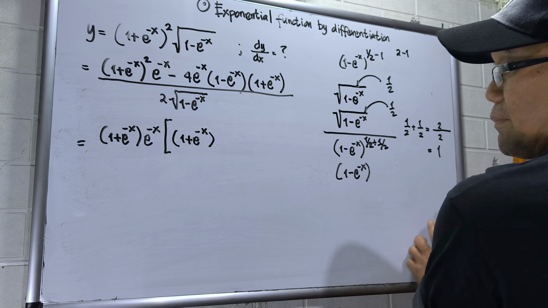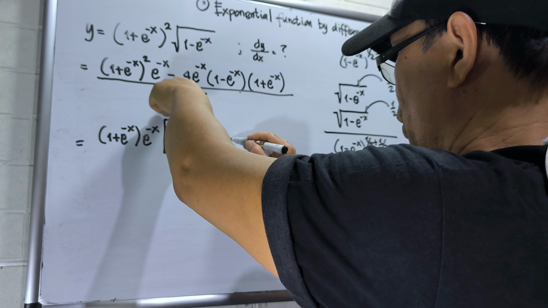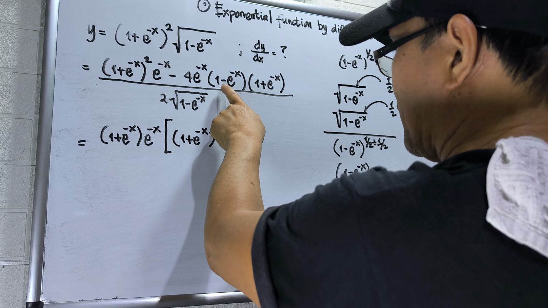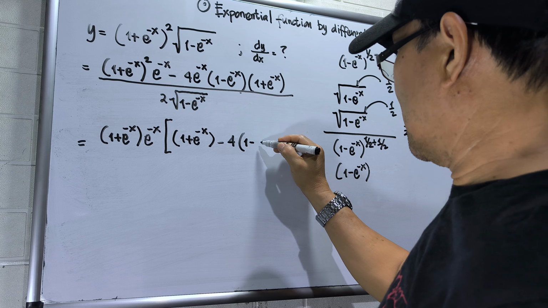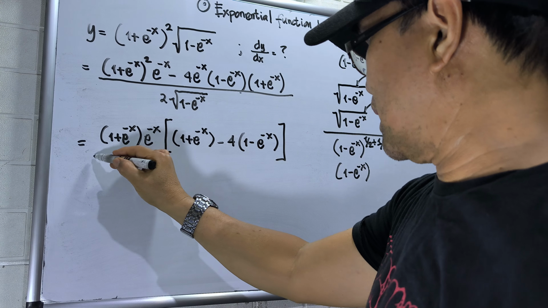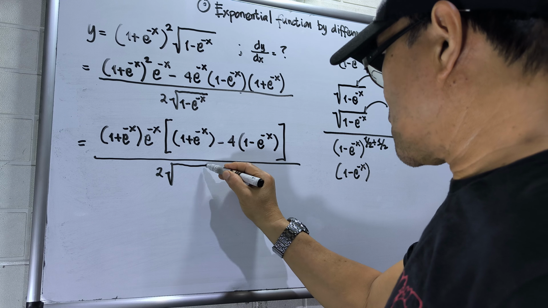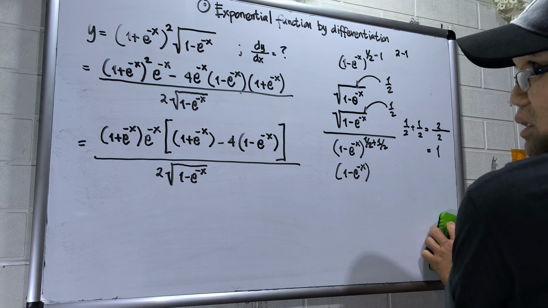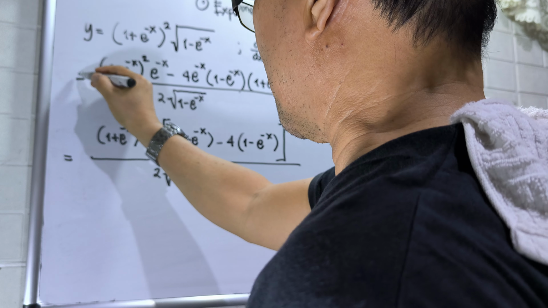Then this one will be left minus 4. This one is already outside, so this will remain. So 4 times circle brackets 1 minus e to the negative x. Then close bracket, and then this will be over 2 times square root of 1 minus e raised to the negative x. Equality must be in the middle of the bar line or the division line.